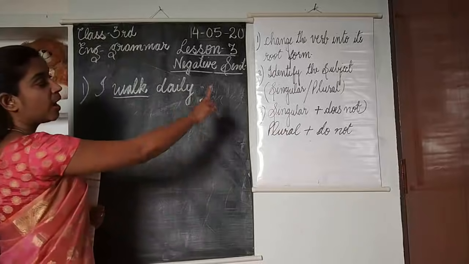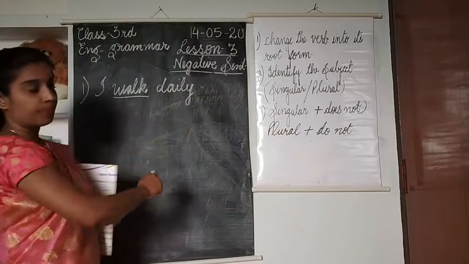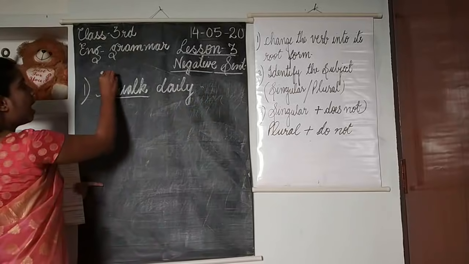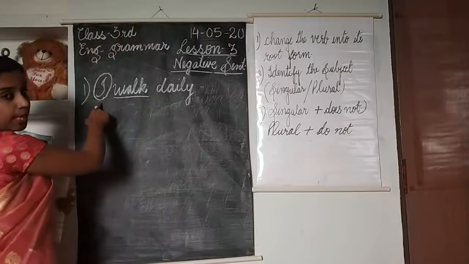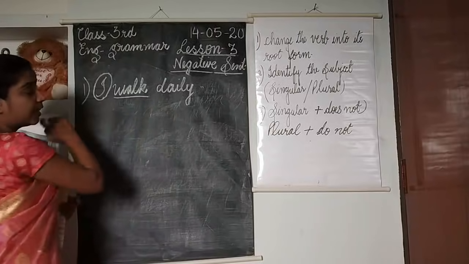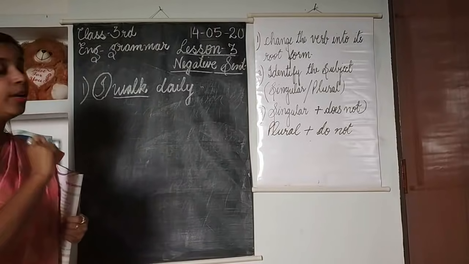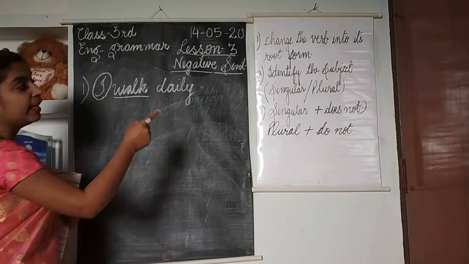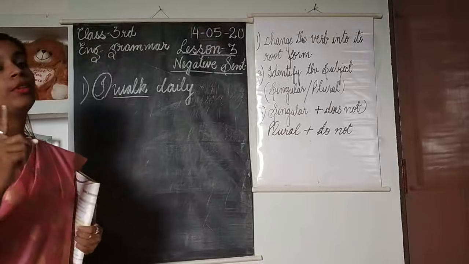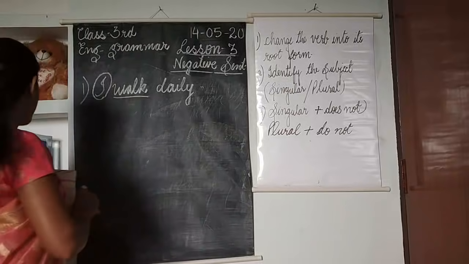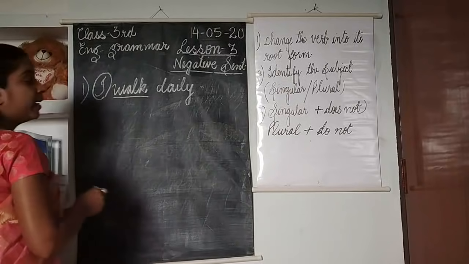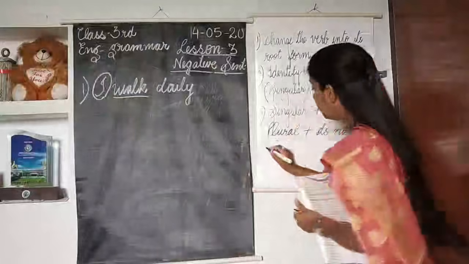The second step is to identify the subject. What is the subject here? I is the subject and it is singular. What I told is that if the subject is singular, we will add does not, and if it is plural, we will add do not. Here I need to add one more point, children.